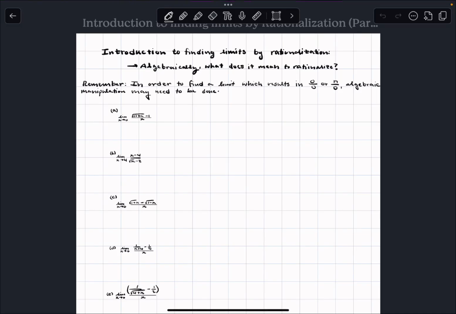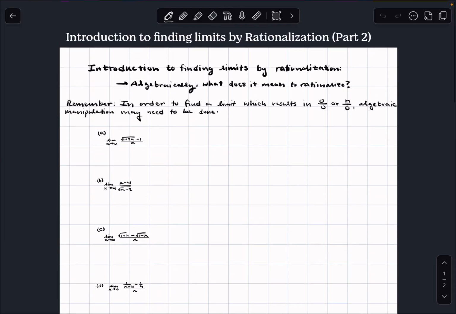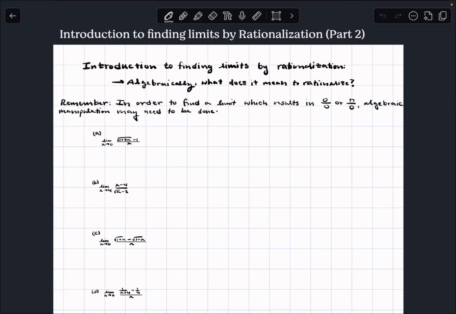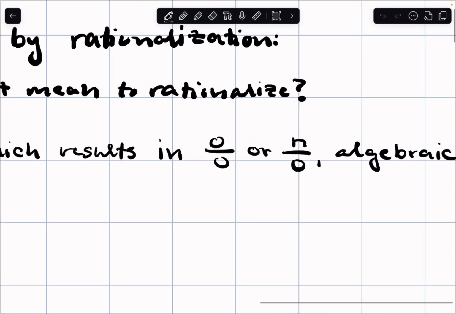Welcome to Calculus 1, and today we will be learning how to rationalize limits so we can find them. So let's start here. Let's define rationalization first. If you remember from Algebra 1 or 2, you had a problem where you're given, let's say, 1 over the square root of 3, and your professor wanted you to bring the square root of 3 onto the top, or not have a square root on the bottom, or any type of root.